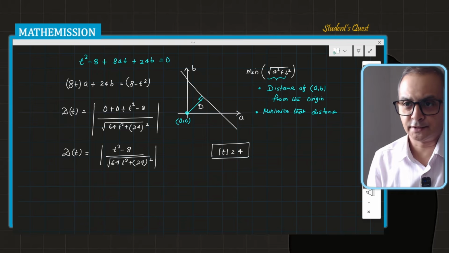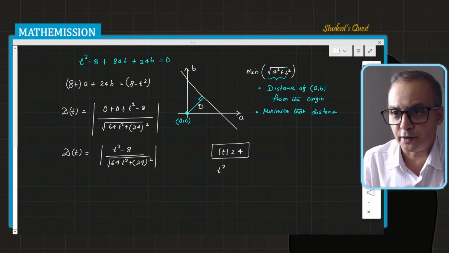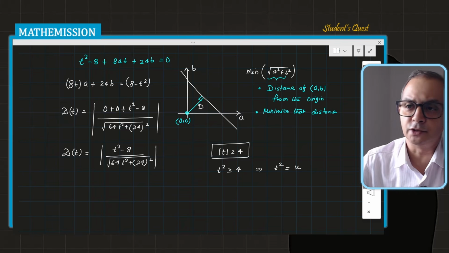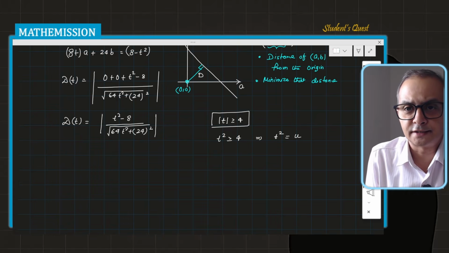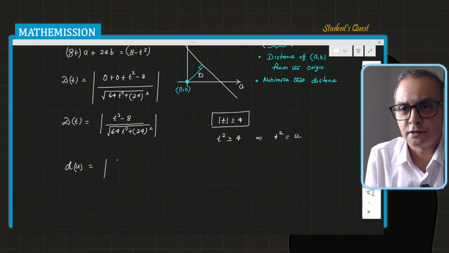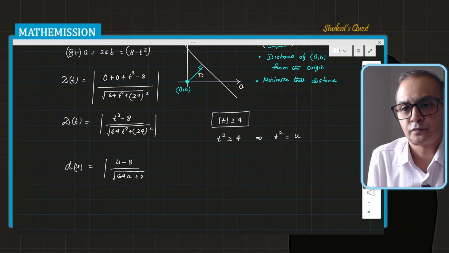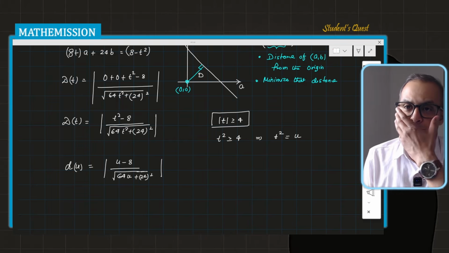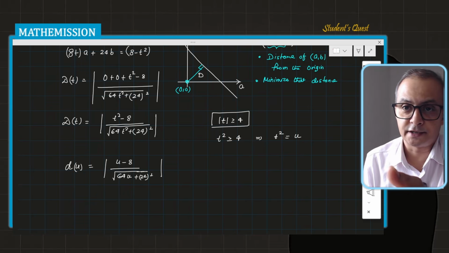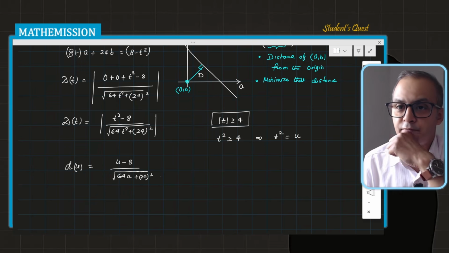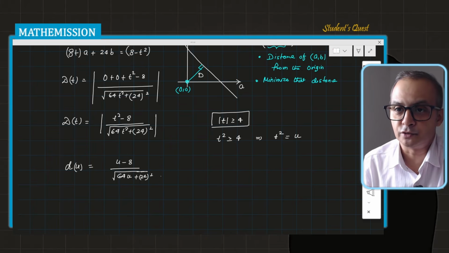To find out the minimum value, what we can see is that here I'm taking t squared is greater than 4. It means I can now suggest t squared as a new variable, let's say u. It means now the distance, this is now a new function, d of u, is going to be u minus 8 divided by root over 64u plus 24 squared. Now if I simply differentiate this function, just assume that I've taken only this part and I want to find the behavior of d(u). So let's find the derivative there.